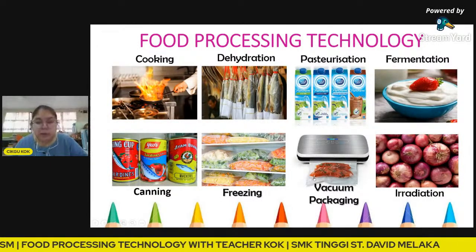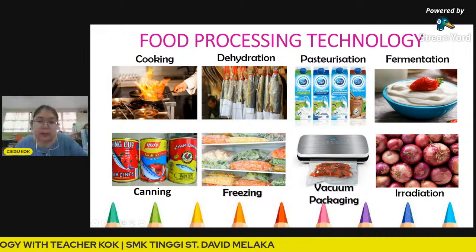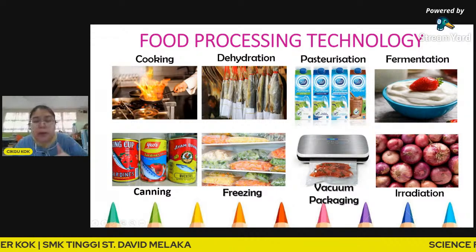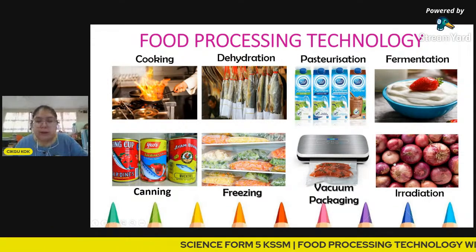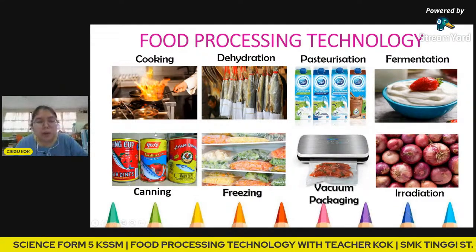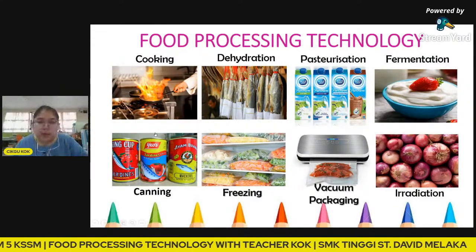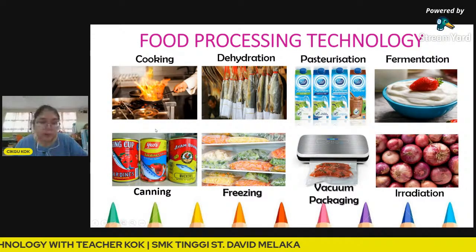After that, we have vacuum packaging. Now vacuum packaging is very famous already. That means they take out all the air, all the water from the food in the packaging, so it can stay for a longer time. And the last one is irradiation. Now we're going to see one by one what method they use, then example food, and the last one is advantages. Why we need to do it like that.